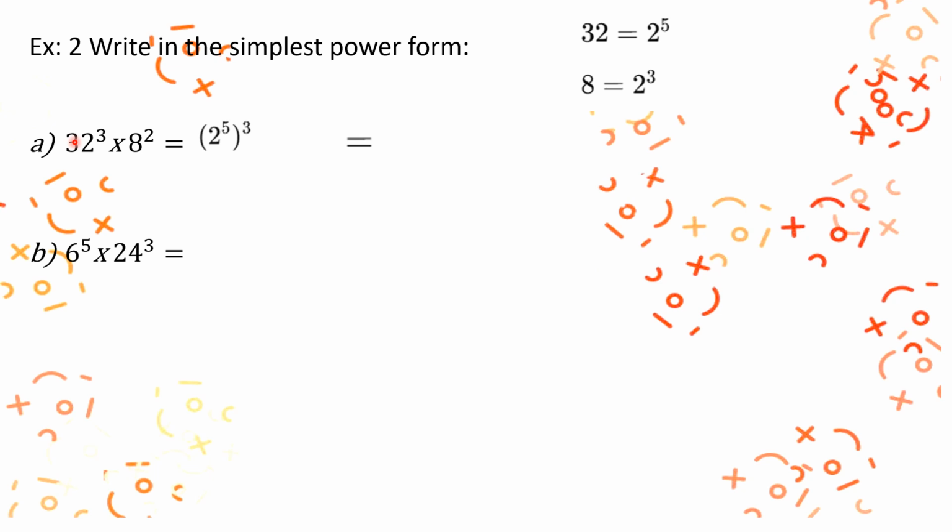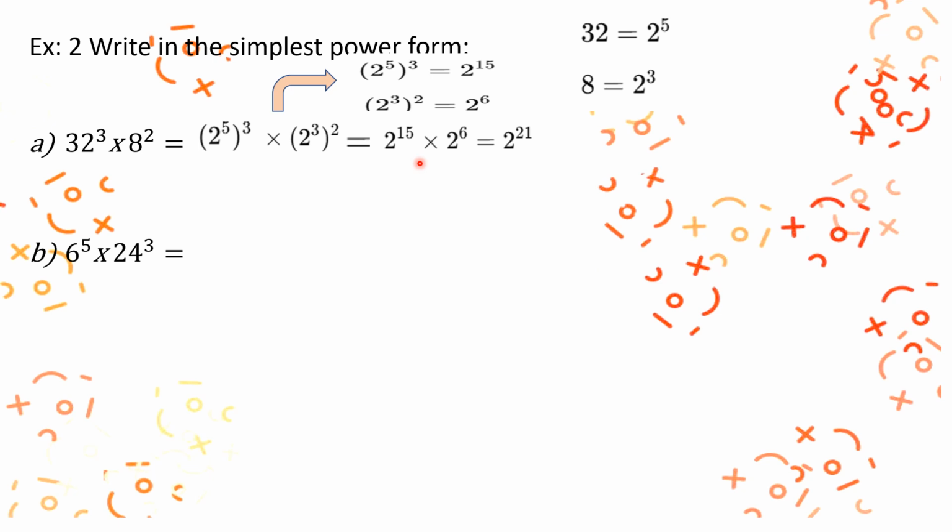Open parentheses, instead of 32 I put 2 to the power 5 and outside the parentheses put 3. 8, instead of 8 I put 2 cubed, open the parentheses, and outside I put the exponent 2. So as you know, here I have parentheses. Parentheses indicates multiplication. The answer will be 2 to the power 15, and here will be 2 to the power 6. Now writing the answers, 2 to the power 15 times 2 to the power 6, using the rule same base, I add the exponents, and the final answer is 2 to the power 21.